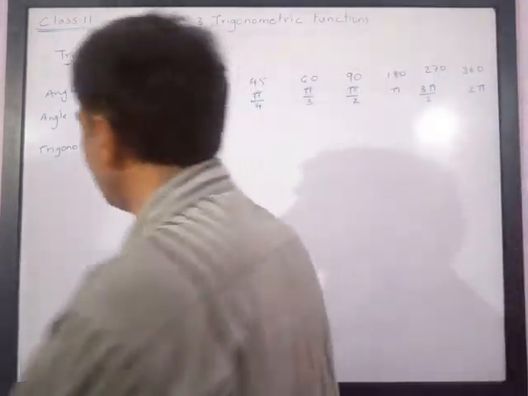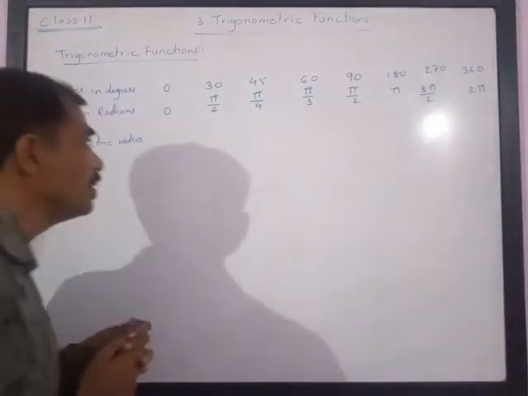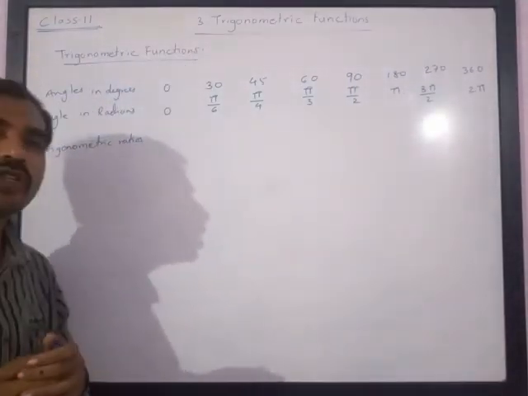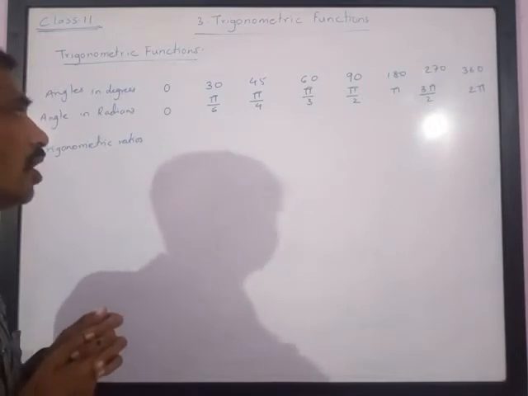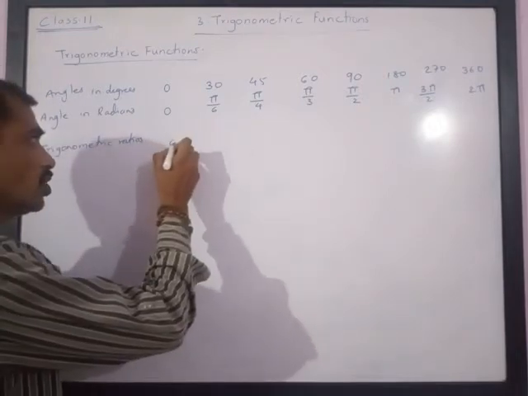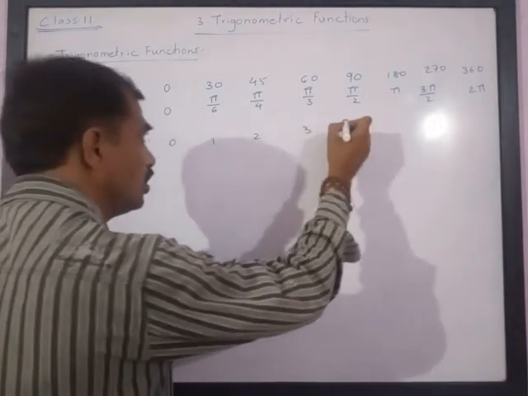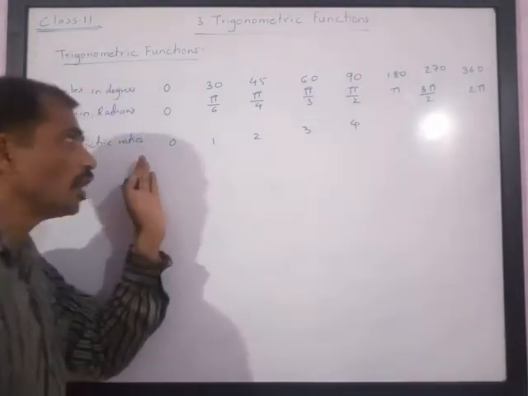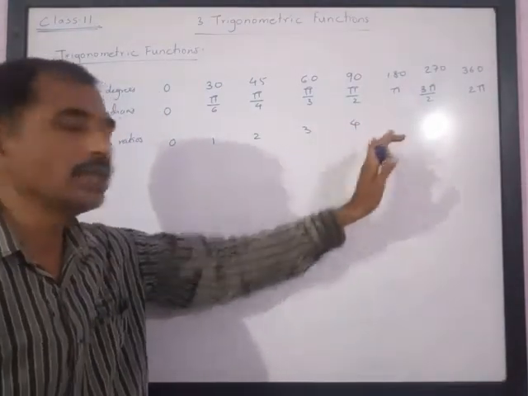We have already studied this, we are just trying to revise. First step is write the numbers from 0 to 4 in ascending order. So first step is write the numbers 0, 1, 2, 3, 4. That is what I have written, the numbers in increasing order.